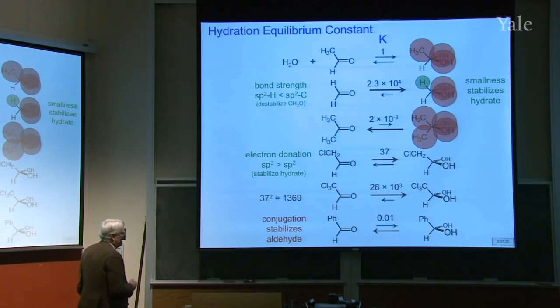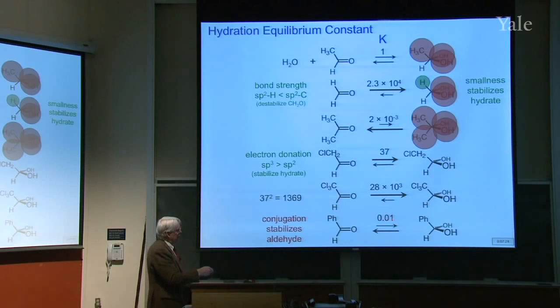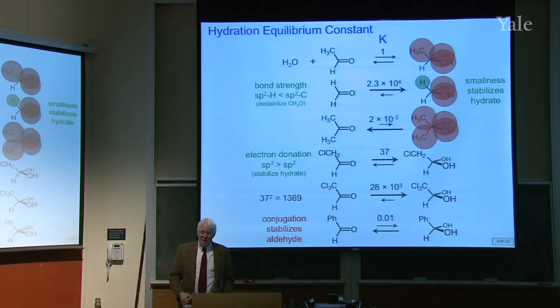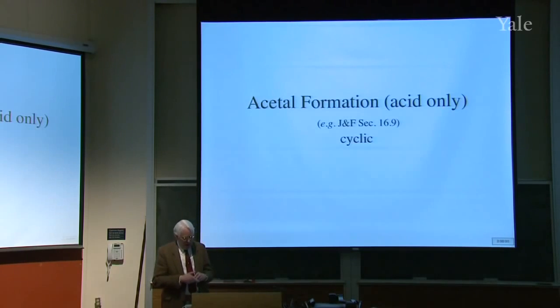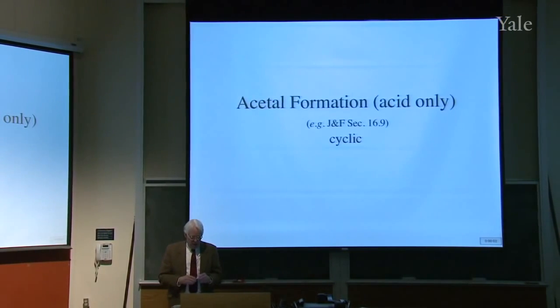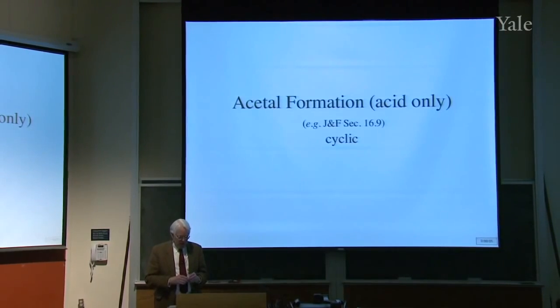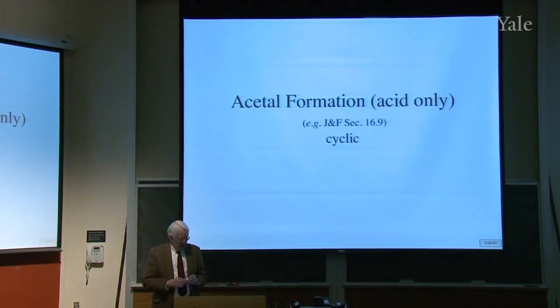Conjugation should stabilize the aldehyde, and in fact it does. It's a factor of 100. Instead of 1, it's 0.01, so it shifted it to the left. So all these make sense in terms of what we understand of what controls molecular energy. Okay, now, acetal formation happens only with acids.